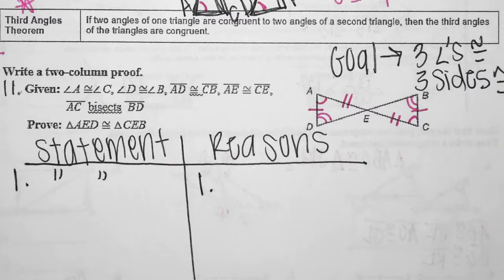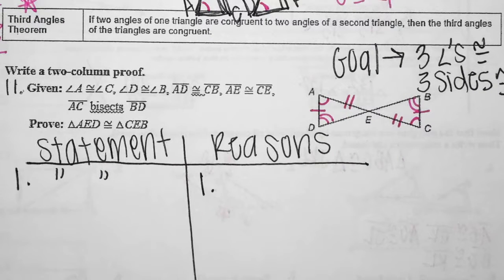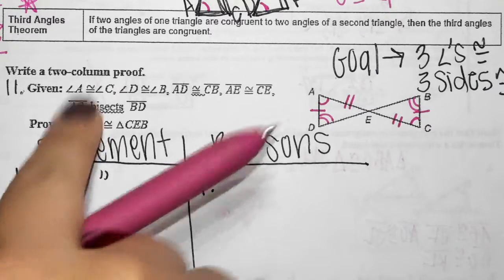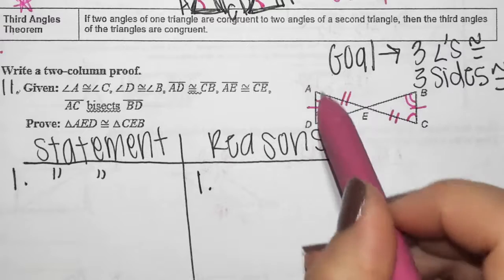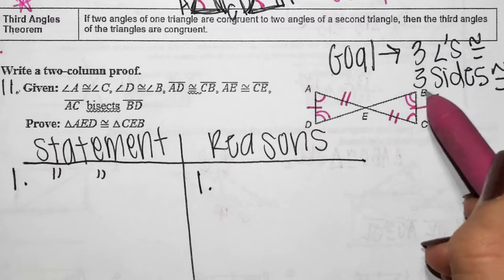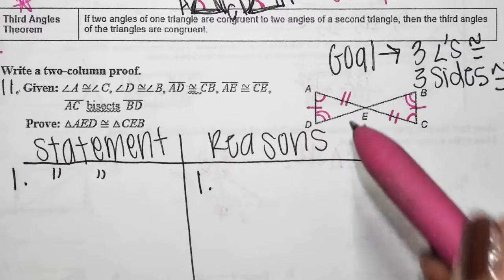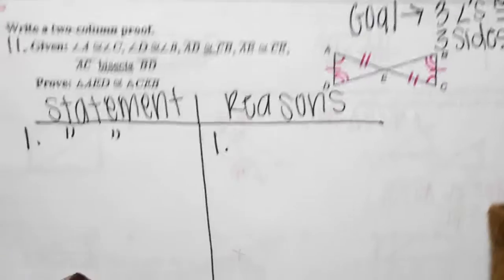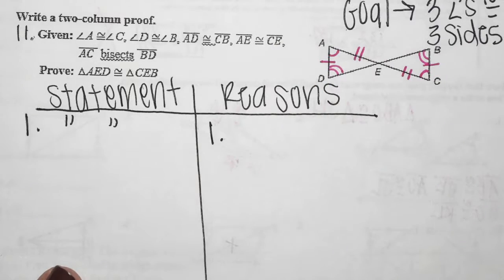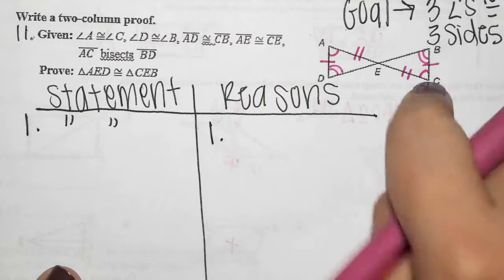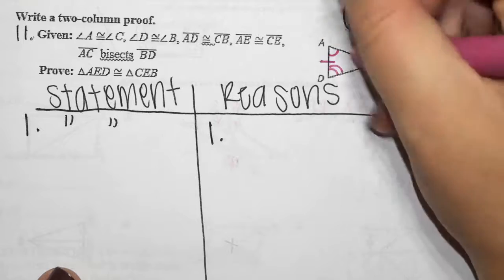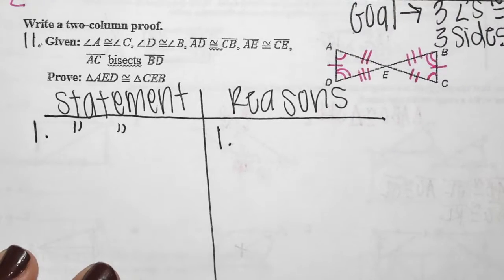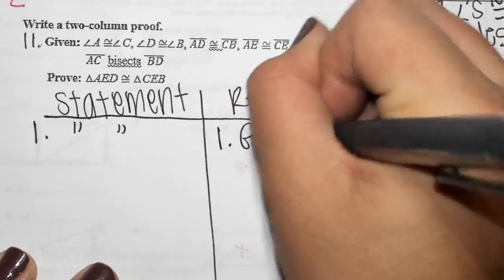So what do we have left to prove? How many angles, how many sides? 1 and 1. Now, they told us AC bisects BD. What does bisect mean? It cuts it in half. So they've told us that, but we have to know AC bisecting BD means that this is congruent to this. So that's our first thing that we have to show.